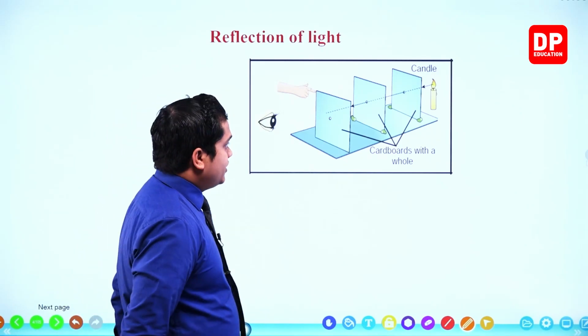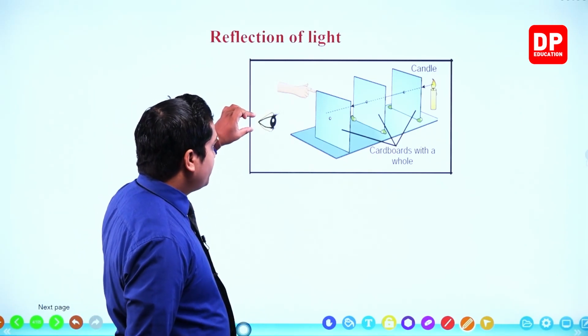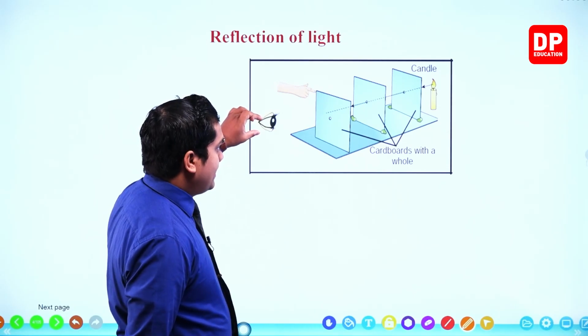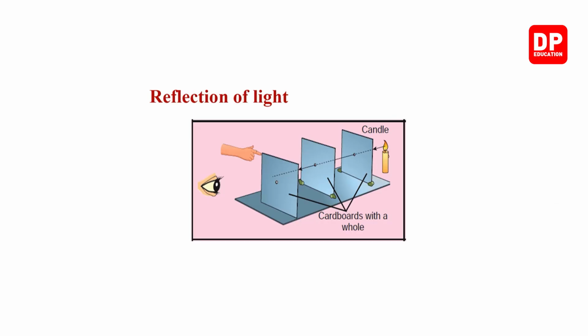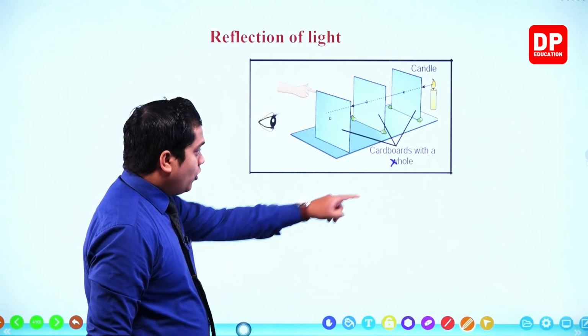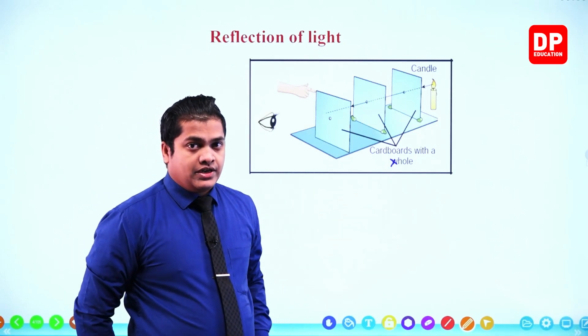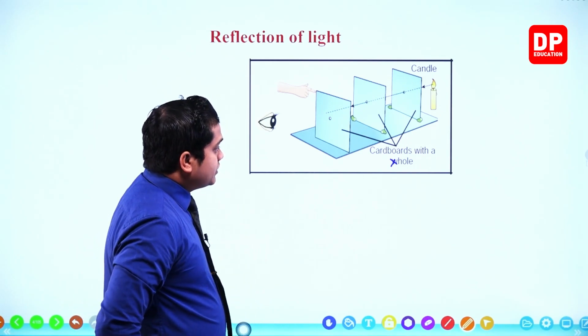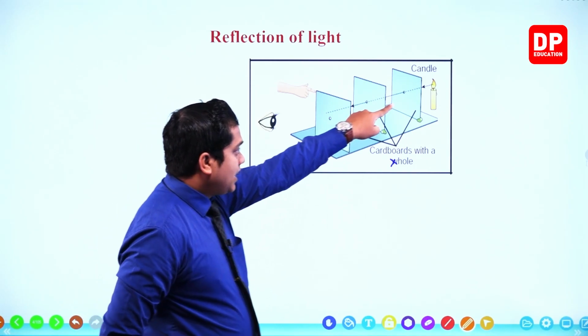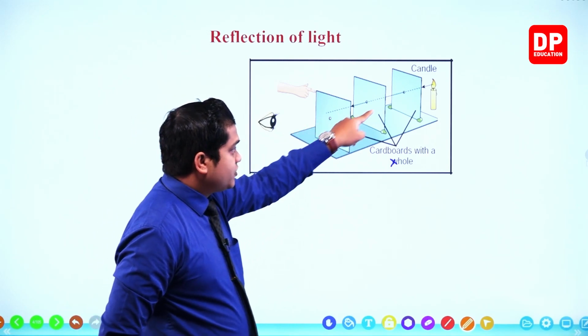Here, my dear children, we are going to observe from this corner, and as you can see here, there are three cardboard sheets with a hole. Here it should be hole. In your textbook also there is a small problem. Hole, H-O-L-E, not W-H-O-L-E, okay? So there is a hole here, in each of the three cardboard sheets.